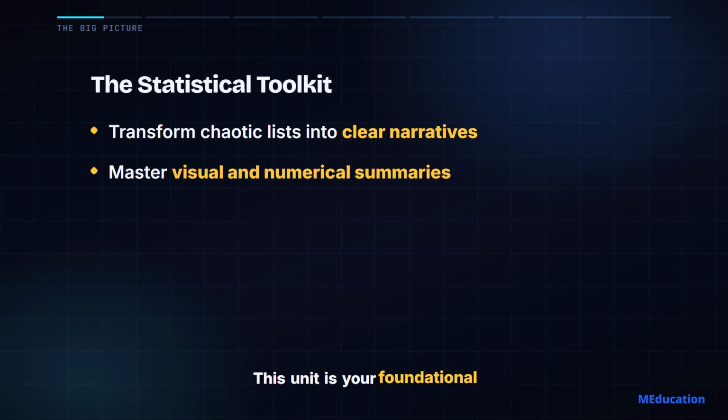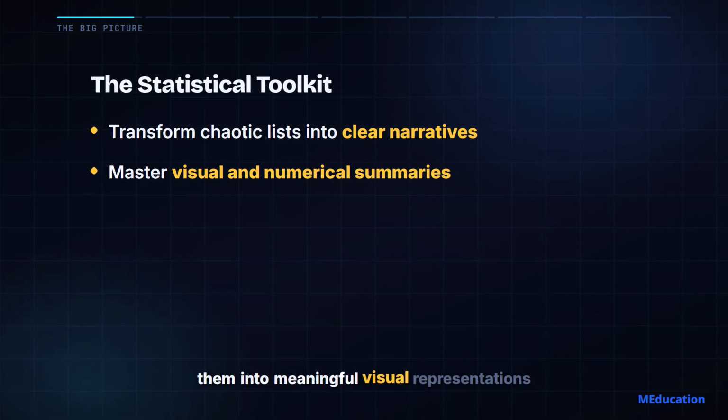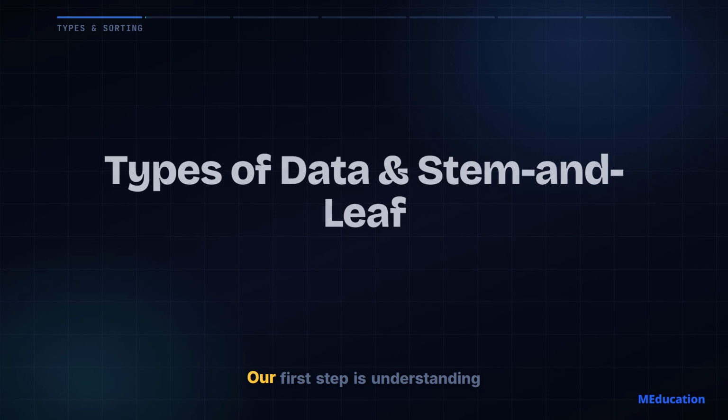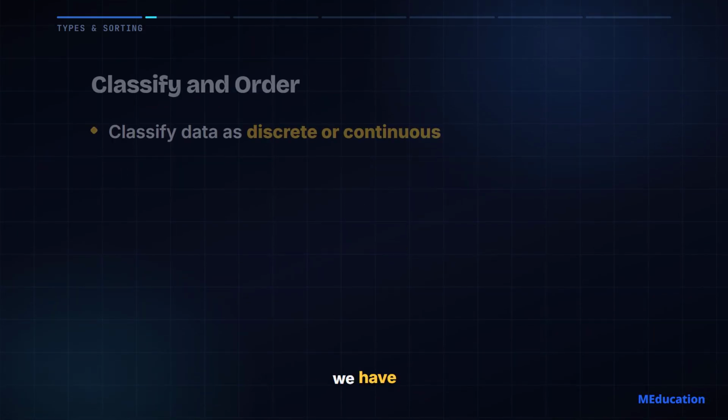This unit is your foundational toolkit for statistical analysis in Cambridge A-Level Mathematics. It bridges the gap between a chaotic list of numbers and a clear, actionable narrative. You will learn how to take raw data sets and transform them into meaningful visual representations and precise numerical summaries. Our first step is understanding exactly what kind of data we have.